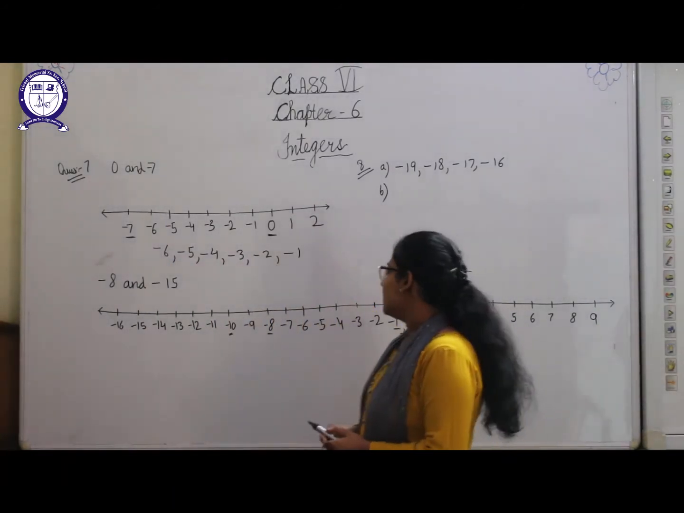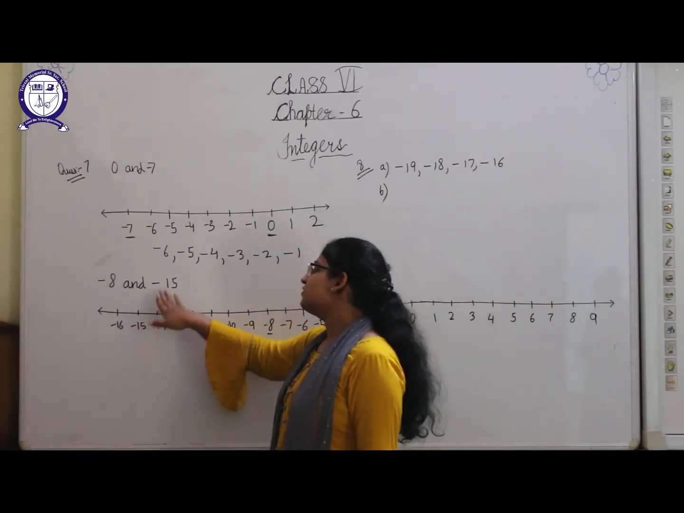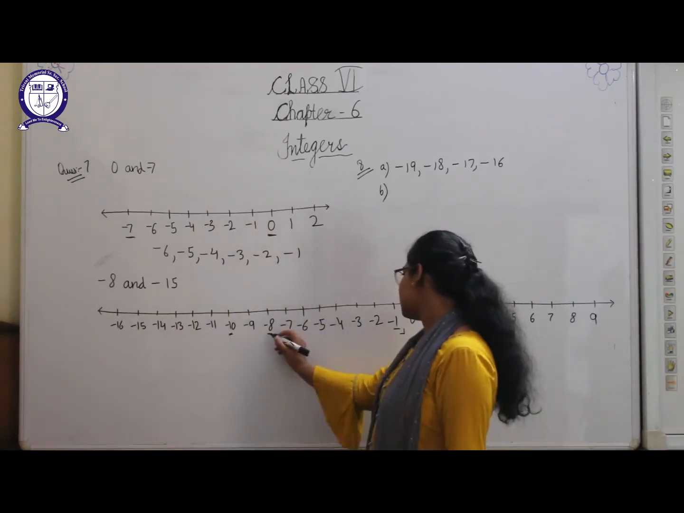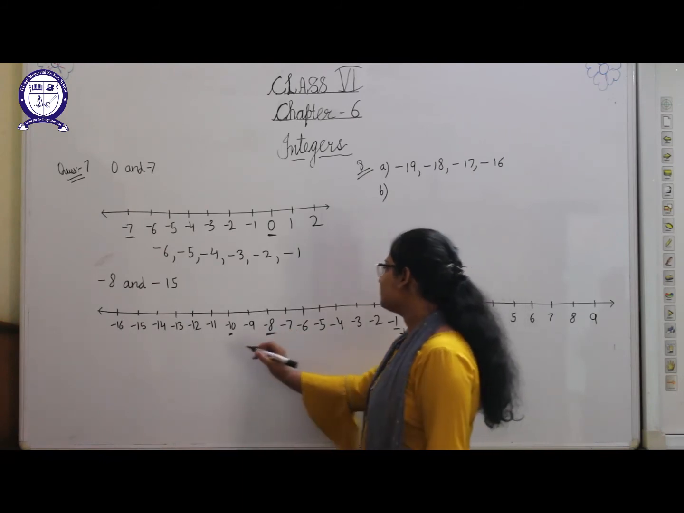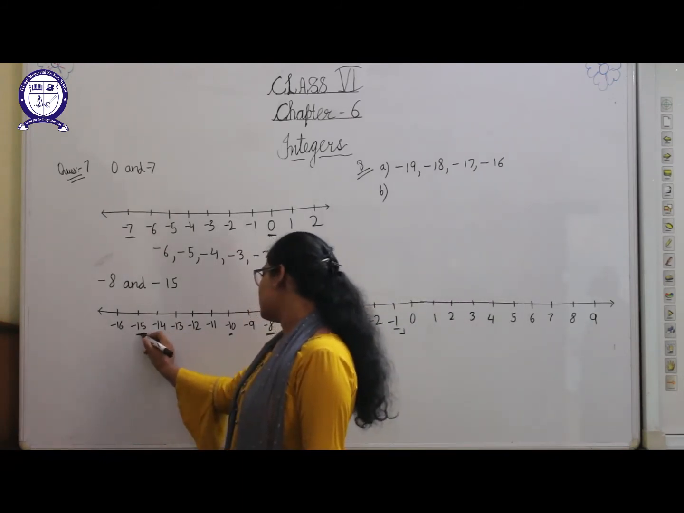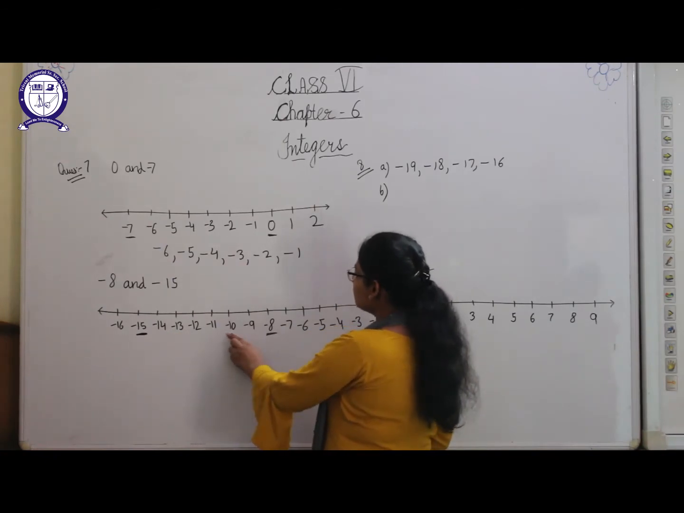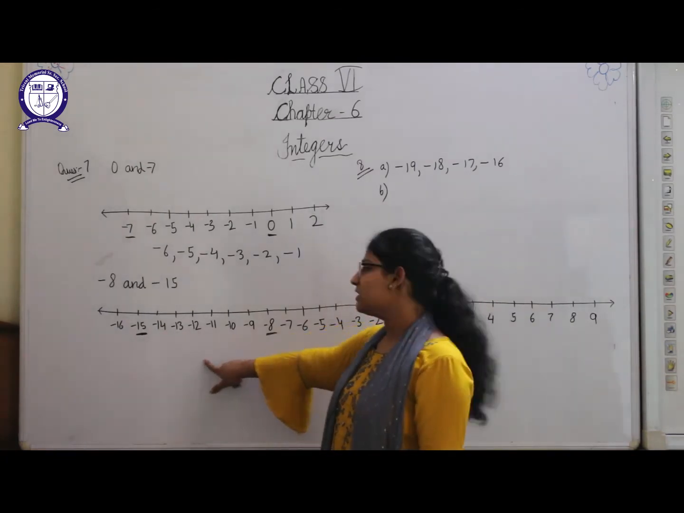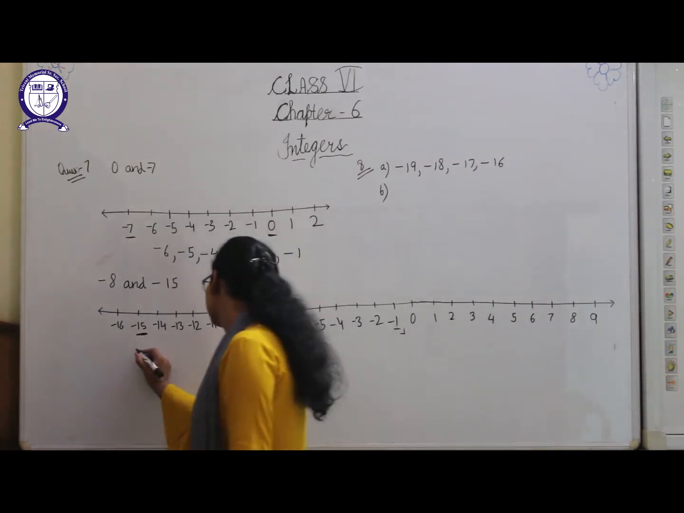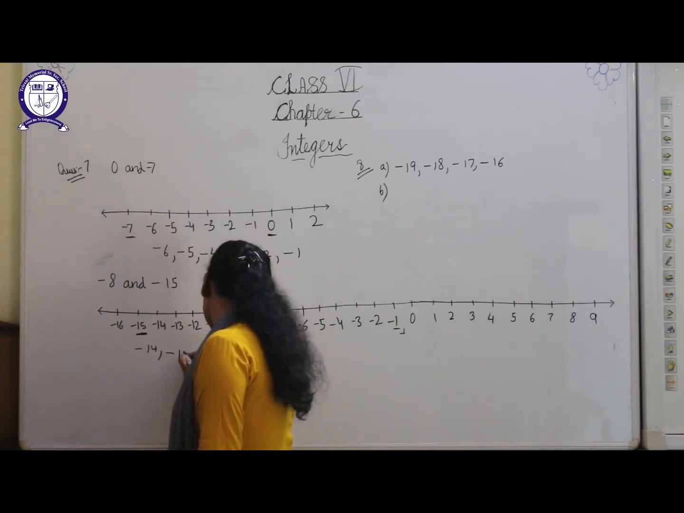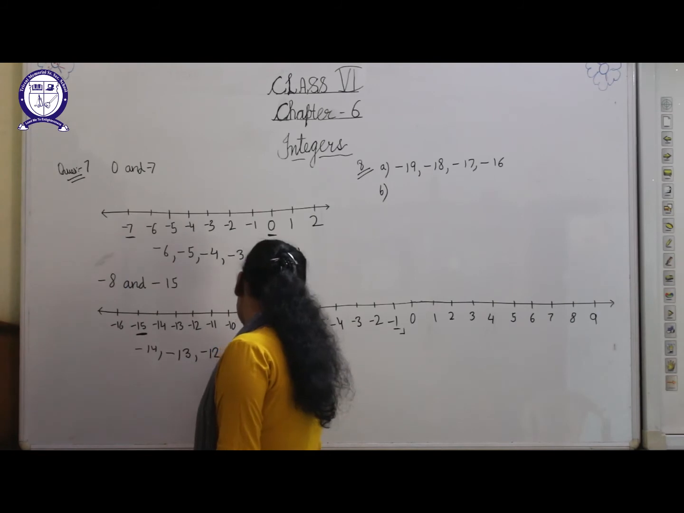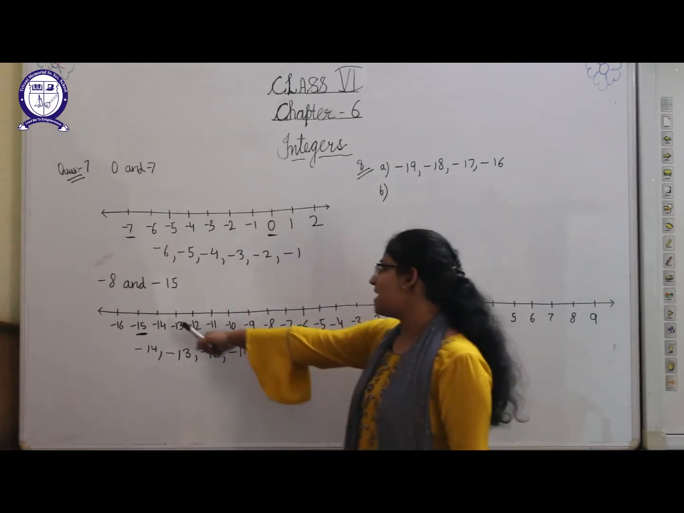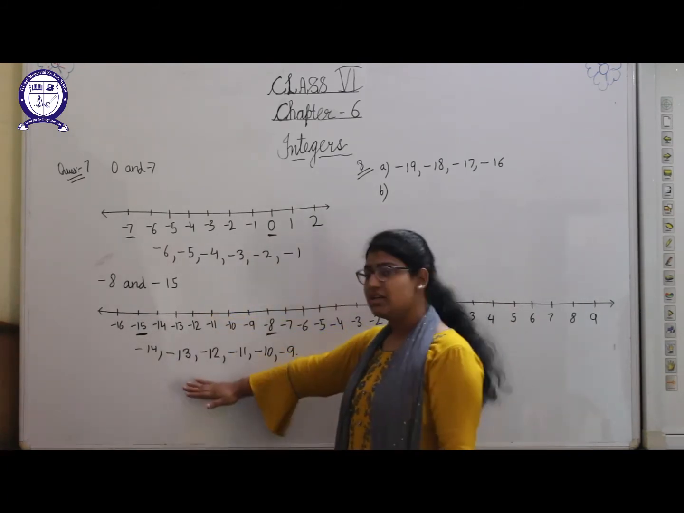Okay, here is one part, minus 8 and minus 15. We have to tell the integers between these two. Okay, so where is minus 8? Minus 8 is this one. And minus 15 is this one. So these all are the integers between these two integers, and as we have to write in increasing order, we will start from here and we will come to the right. So what we will write? Minus 14, minus 13, minus 12, minus 11, minus 10 and minus 9. These all are the integers between minus 8 and minus 15, and they are in increasing order.